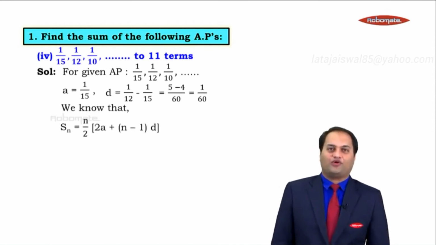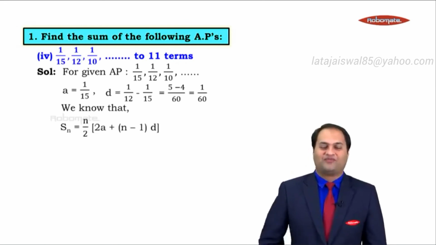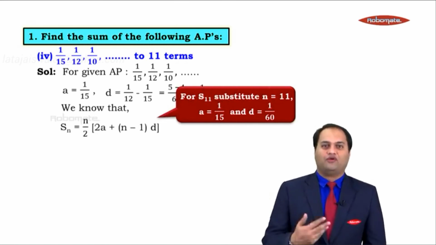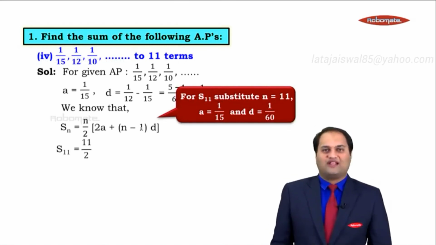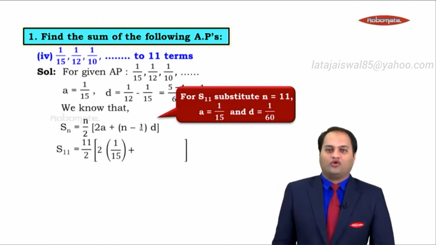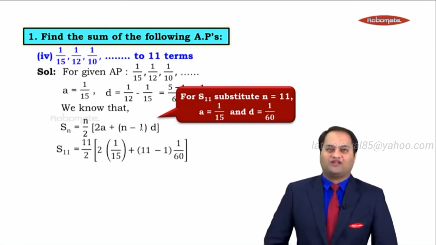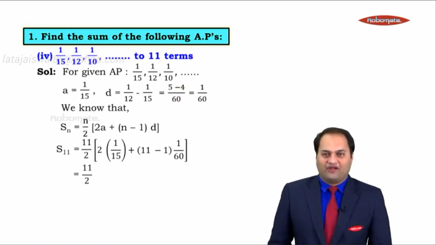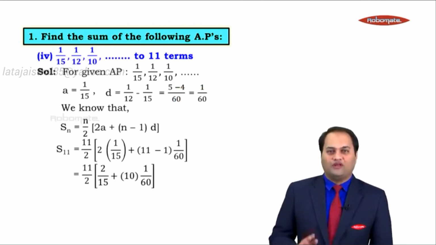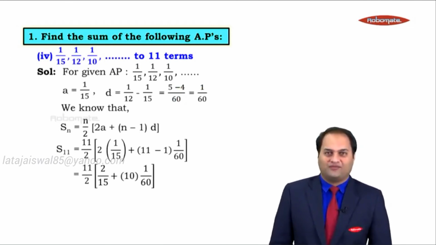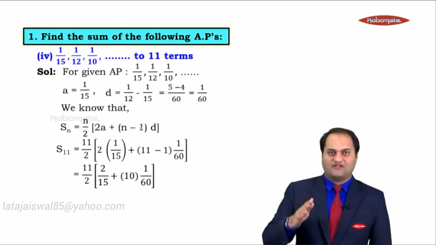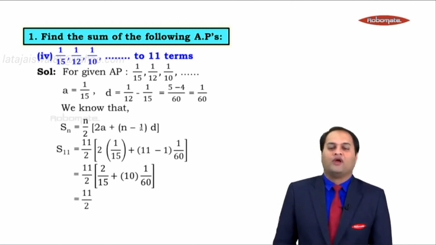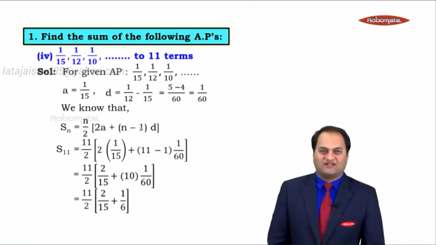We know d, so we need to use the first formula. Sn is equal to n upon 2 into 2a plus n minus 1 into d, where n is equal to 11. We need to substitute. a we know, d we know. Let's substitute now. S11 is 11 upon 2 into 2 into 1 upon 15, plus 11 minus 1 into 1 upon 60, right? Which is equal to 11 upon 2 into 2 upon 15 plus 10 into 1 upon 60. Now 10 into 1 upon 60, 0, 0 gets cancelled. What you get is 1 upon 6. So you get 11 upon 2 into 2 upon 15 plus 1 upon 6.